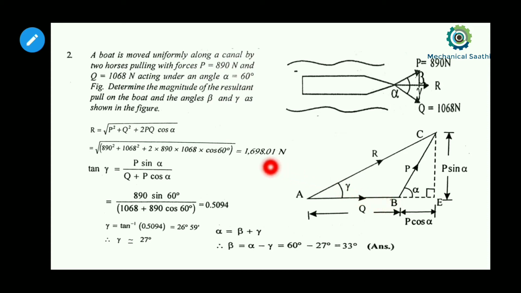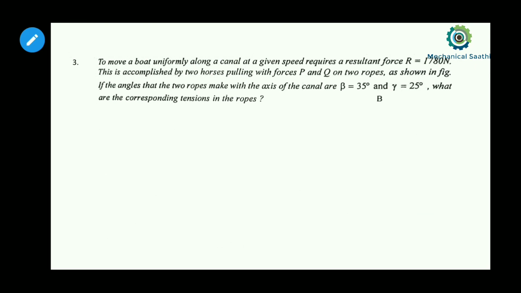So three data were asked of us, and we found all of these. The resultant R we calculated as 1698.01 Newton, the value of gamma as 27 degree, and the value of beta as 33 degree. So I think it's clear to you. Try this question and calculate all these values. Now let us move towards the next question, question number 3.